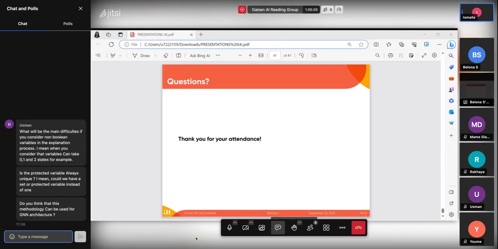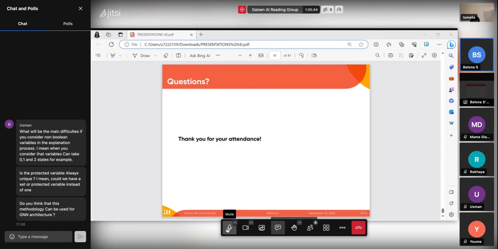Okay. So the first one is: what will be the main difficulties if you consider non-Boolean variables in the explanation process? Come again, please. What will be the main difficulties if you consider non-Boolean variables in the explanation? Non-binary, yeah, non-Boolean. When you consider that variables can take one, two, and three states, for example.